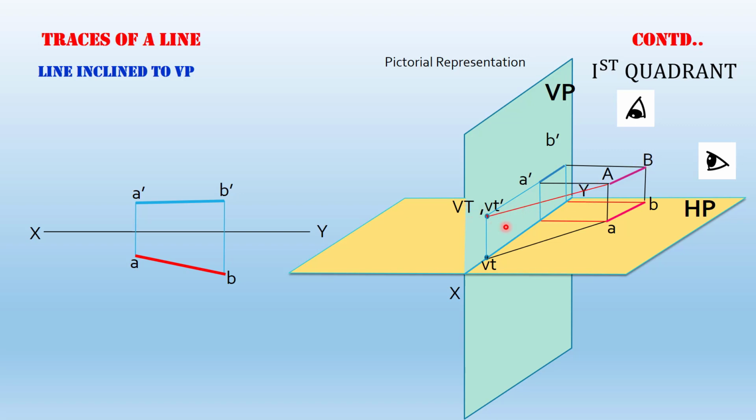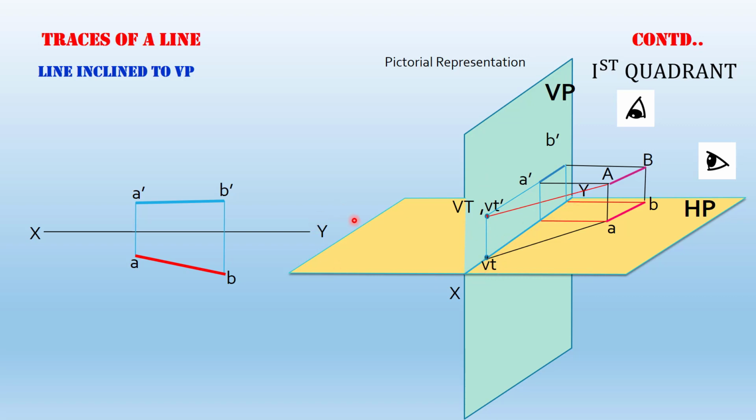Now in order to get the plan and elevation, we will observe this vertical trace from the front and from the top. So when you observe the point from the front, you can see that the elevation of that point will be obtained on the vertical plane itself. And when you look from the top, the point appears to lie on the XY line, so that will be denoted by small vt.